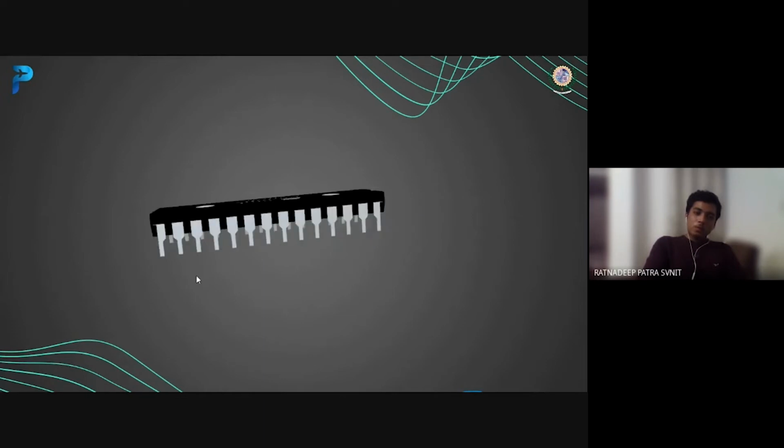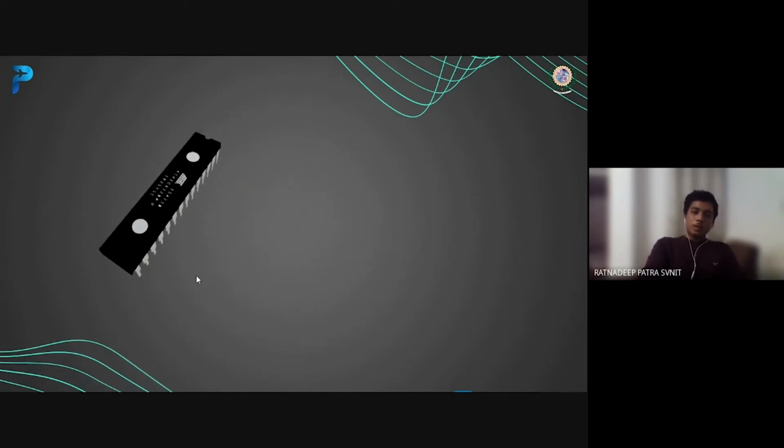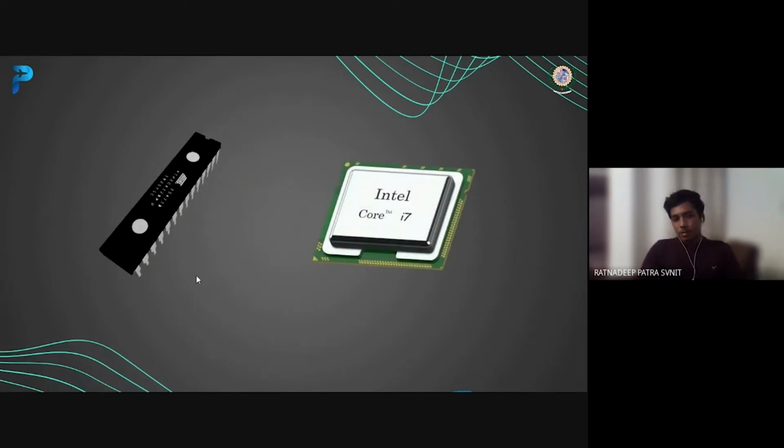Okay, so this was the microcontroller and this was the microprocessor. So what do you think are the basic differences between a microcontroller and a microprocessor? You can speak up, you can unmute or write in the chat box.